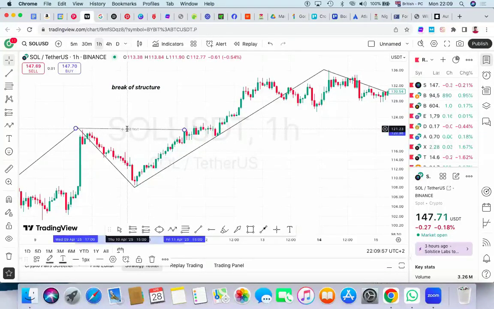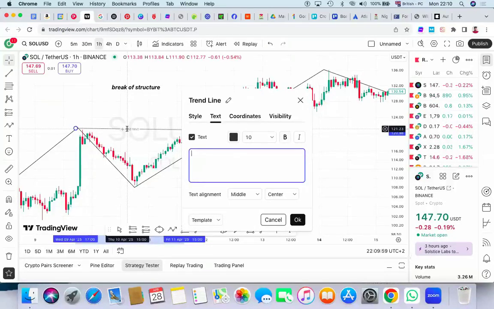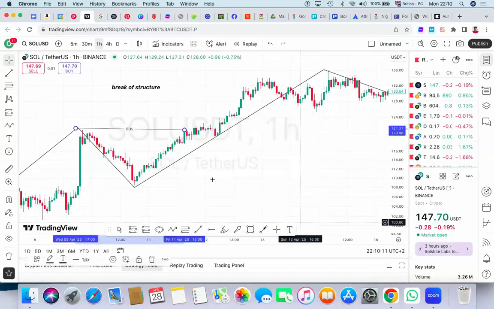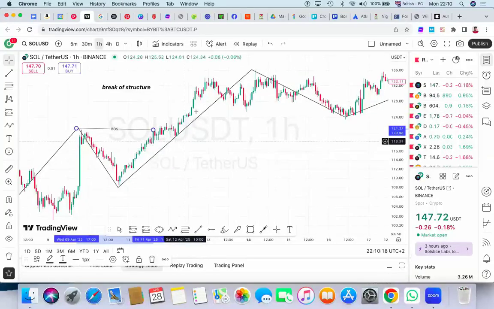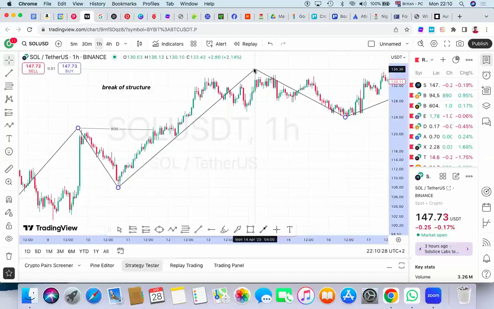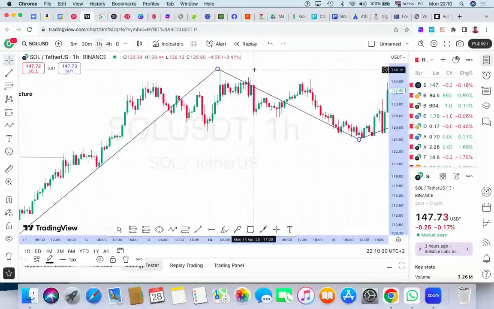So you double click on this line, and then you write here BOS, which is the short form for break of structure. You just double click on this, and it will give you this. And then here you go. So now the next structure we should be targeting, I didn't pick this high here. I had to pick this because this is higher than this. So now we choose this. I just place it right here so that it is more precise.